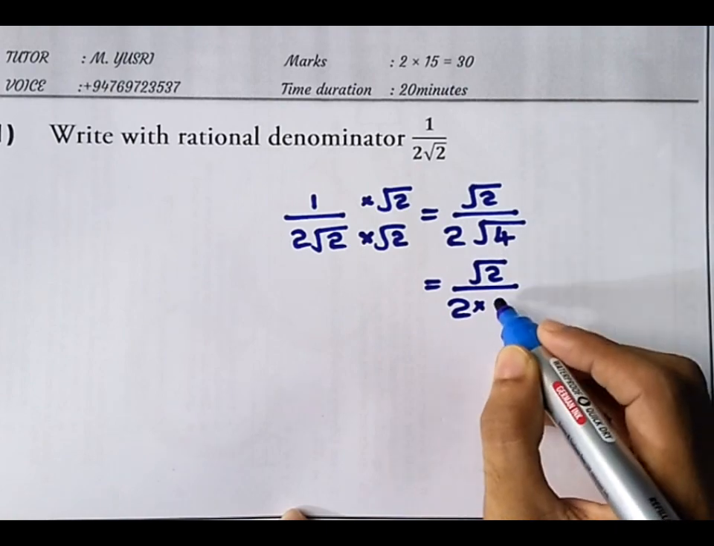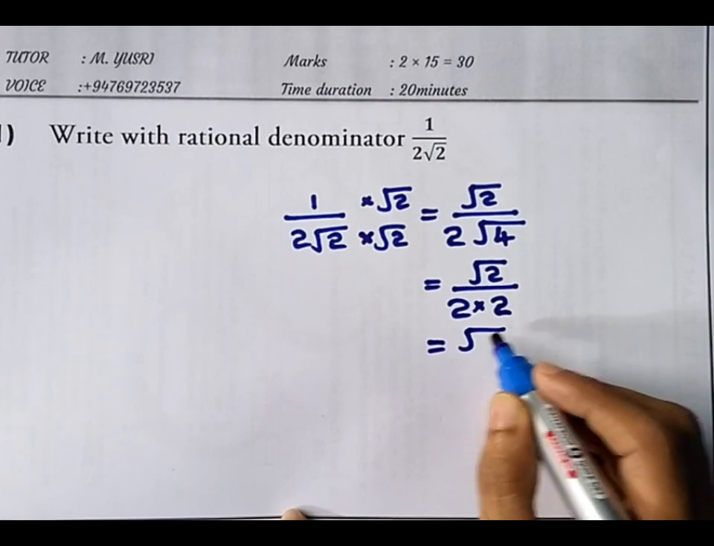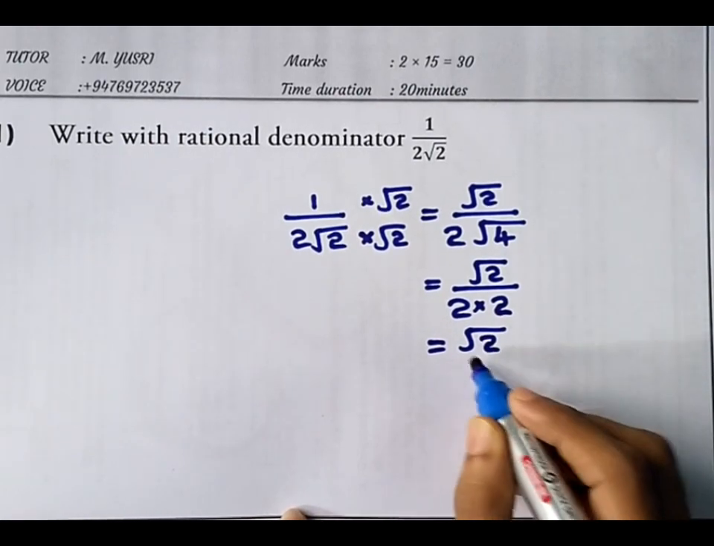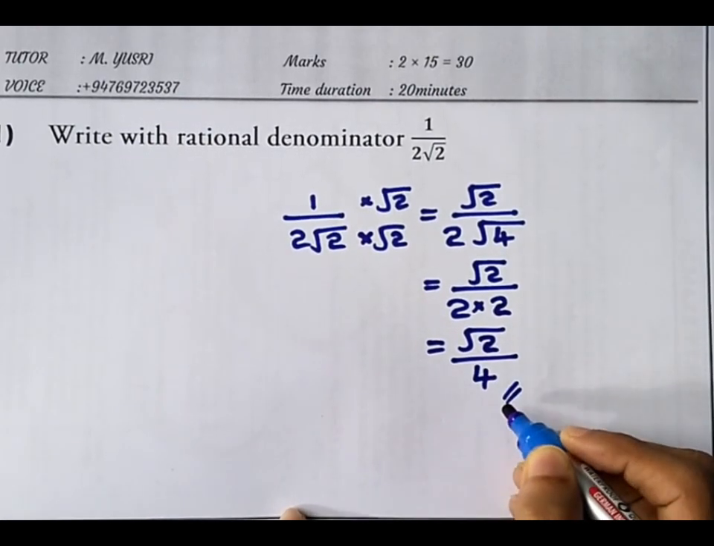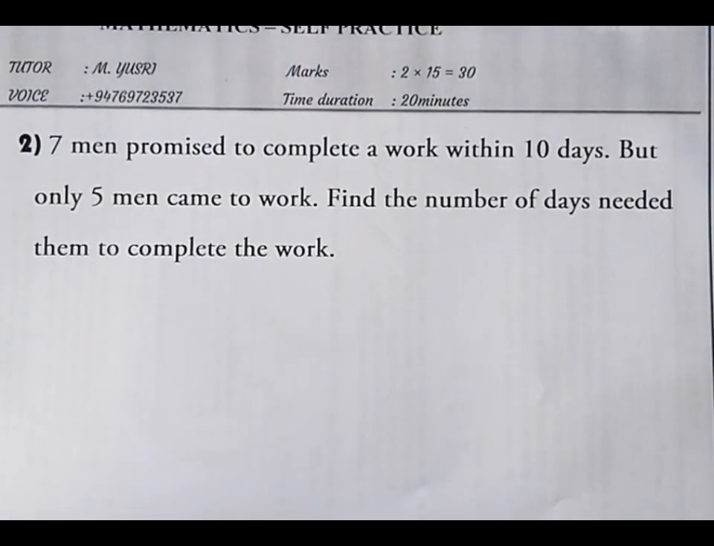Root 4 is 2. Now we can give the answer with rational denominator. Root 2 and 2 2s are how much is that? That's 4. Okay, now we'll move to the second question. Okay, right. So the second question, 7 men promised to complete a work within 10 days, but only 5 men came to work. Find the number of days needed for them to complete the work.